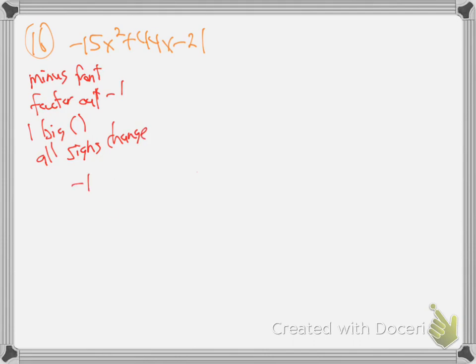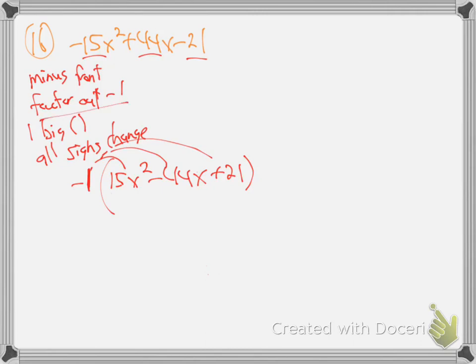So I'm going to put a minus 1. Now, there's nothing else in common. They don't all have a number or an x. So just the minus 1. If there was anything else in common, if like 2 or 3 went into all of them, I would take that out also. If they all had an x, I would take that out. But there's nothing in common other than the minus 1. That goes 15x squared minus 44x plus 21. You see, because that minus 1 could go boom, boom, boom, and it would go back the way it was before. So we factor out a minus 1, 1 big parenthesis, all signs change.